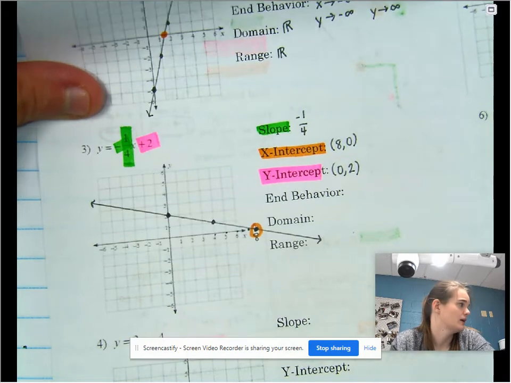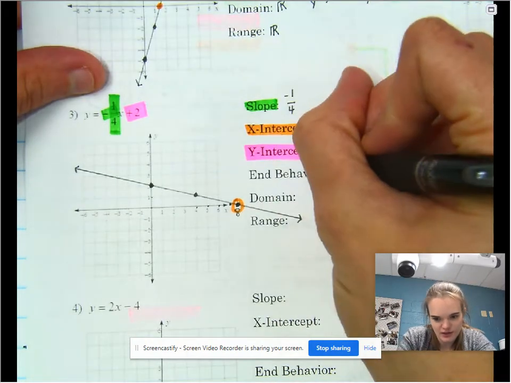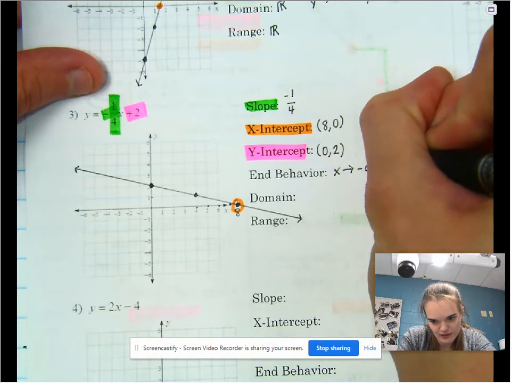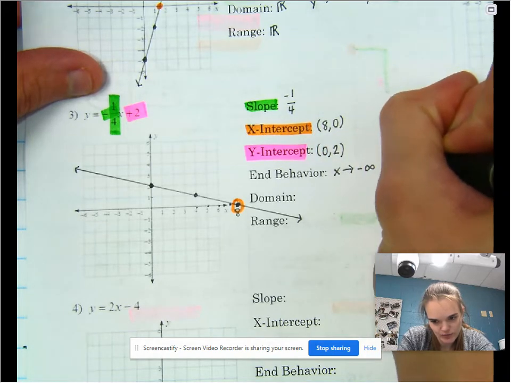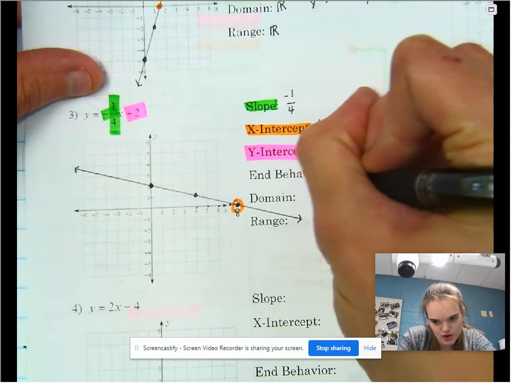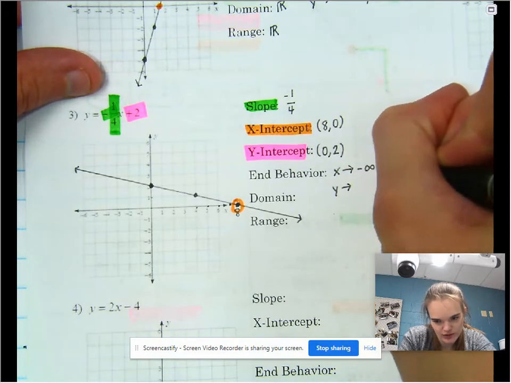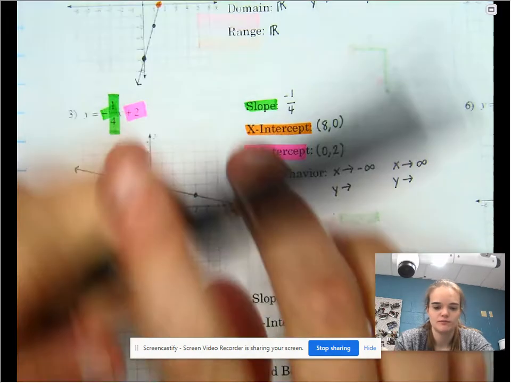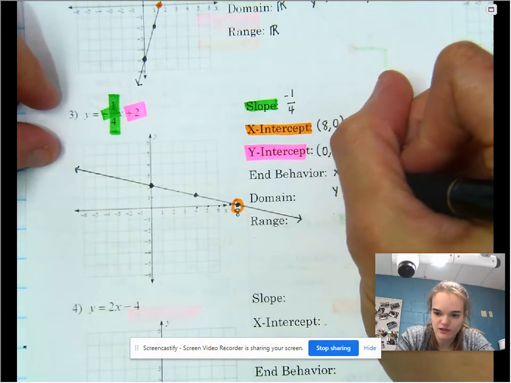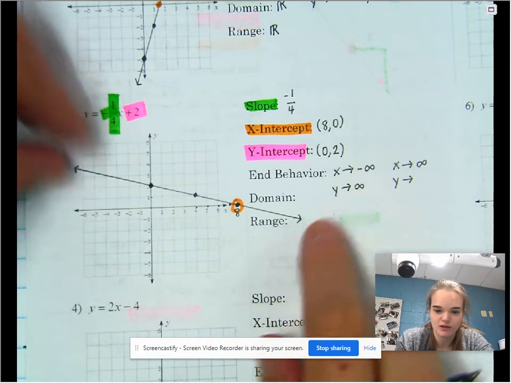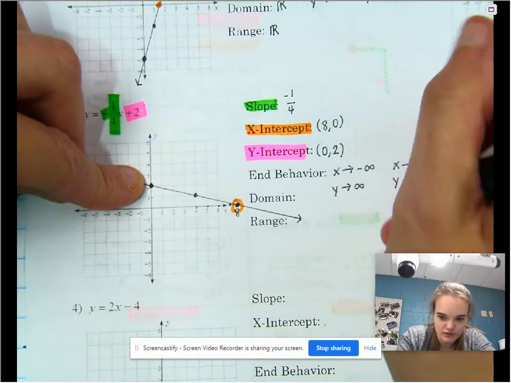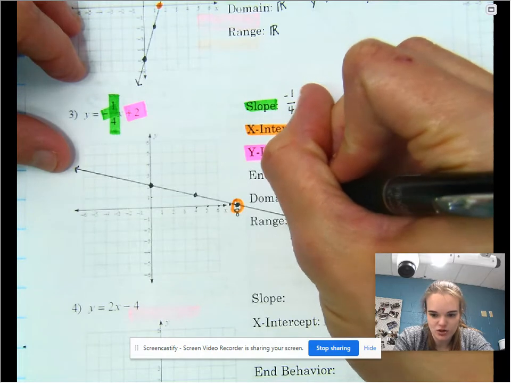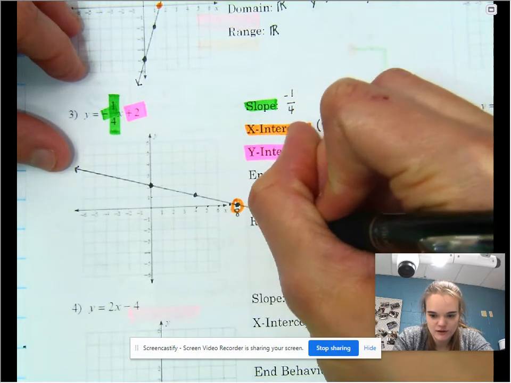All right, in end behavior, as x goes towards the negatives, and then as x goes towards the positives, what does y do? That's what we're looking at. So the left side, this is going up, so this is infinity. See, they're not the same this time. This is going down, so this is negative infinity. Again, domain and range are all real numbers.